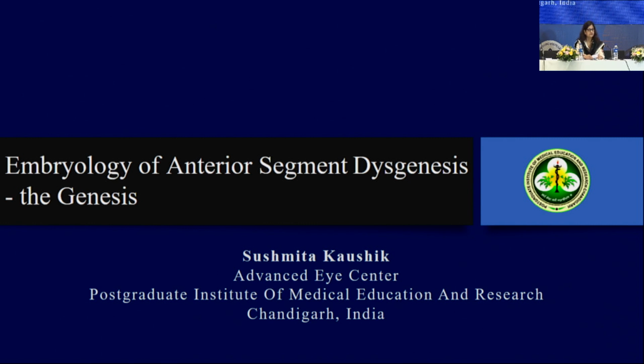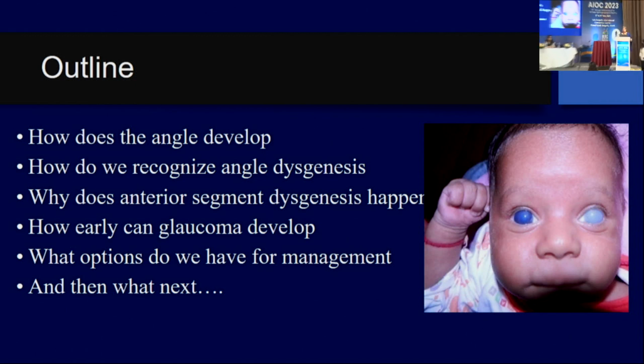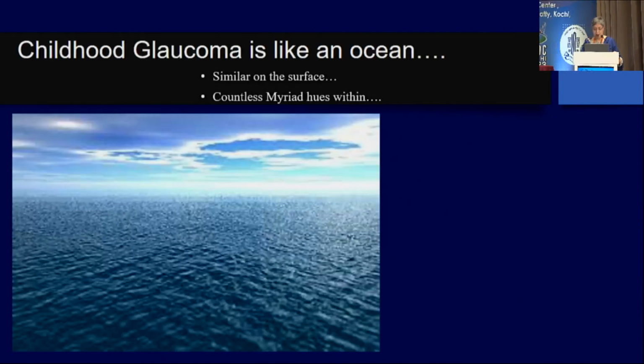Right. So we start with embryology of the anterior segment dysgenesis. And in the next couple of minutes, we'll see how does the angle develop? How do we recognize dysgenesis? Why does dysgenesis happen? How early can glaucoma develop? And what options do we have for management?